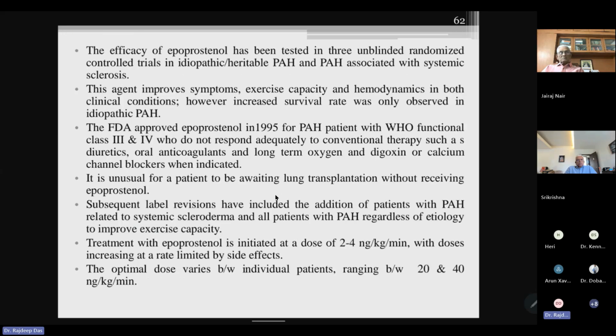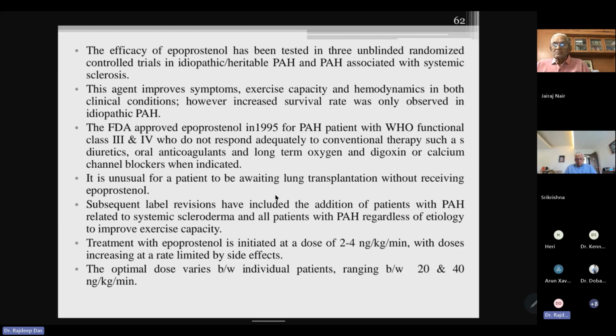The efficacy of epoprostenol has been tested in 3 unblinded randomized controlled trials in idiopathic or heritable PAH and PAH associated with systemic sclerosis. The agent improves symptoms, functional class, exercise capacity, and hemodynamics in both clinical conditions. However, the survival rate increase was only observed in idiopathic PAH.